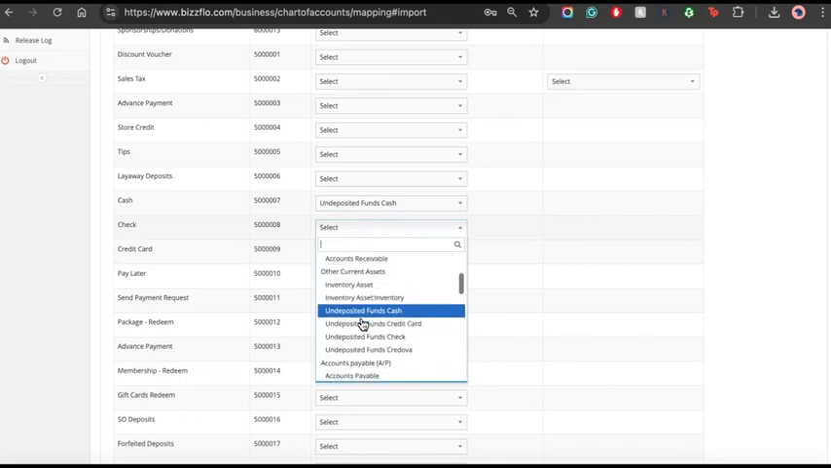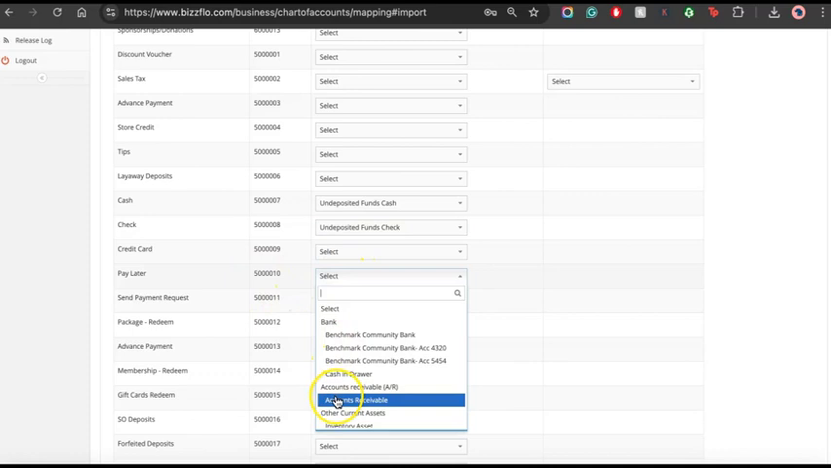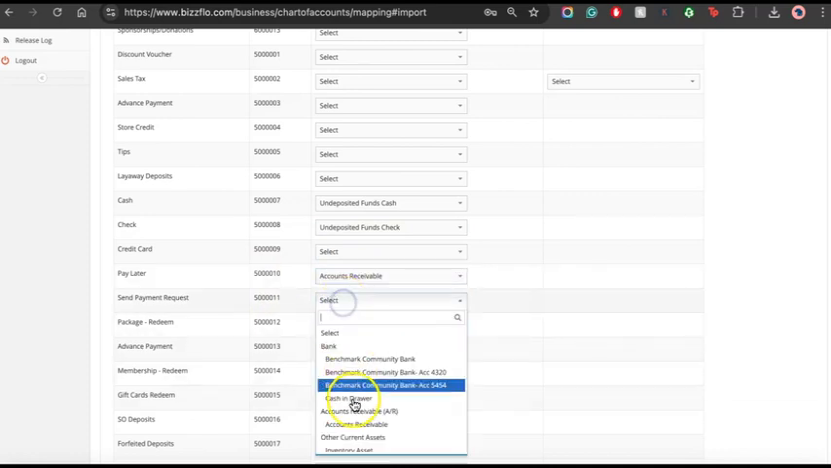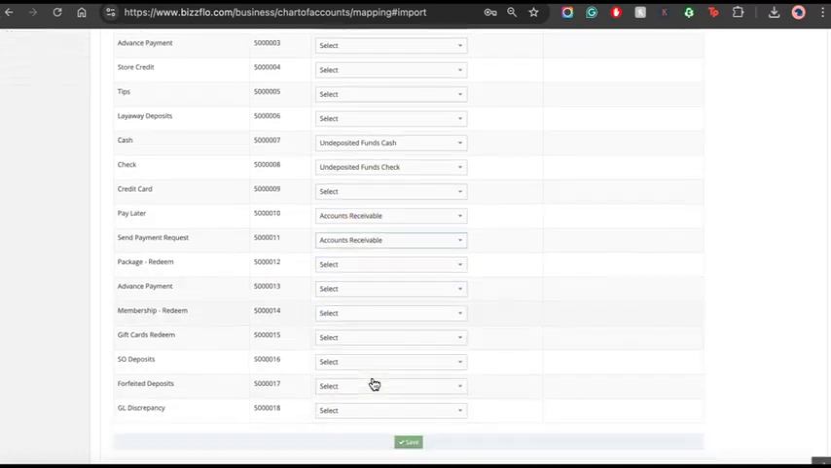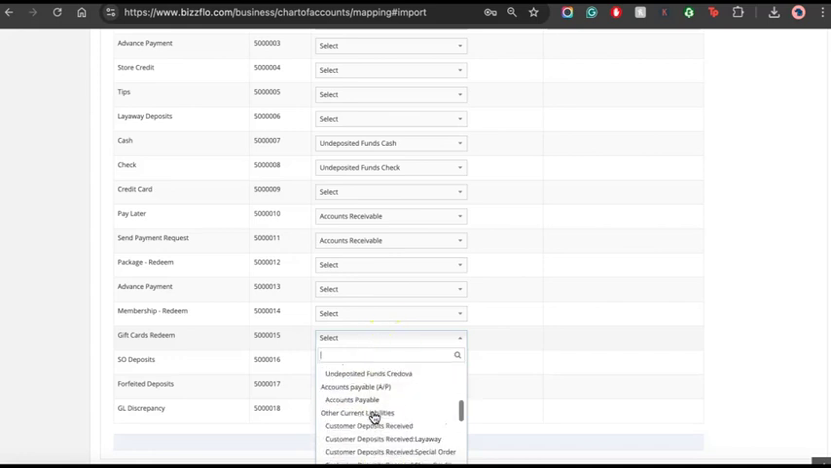Pay later transactions and payment requests. These fall under accounts receivable for accrual accounting but are not necessary for cash basis accounting. Gift card redemptions are usually recorded as revenue under services and products with no additional mapping required.